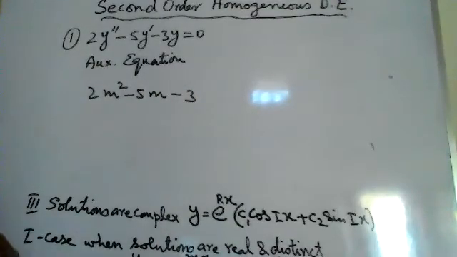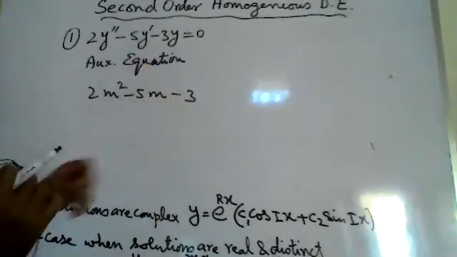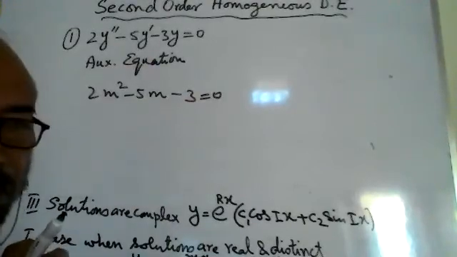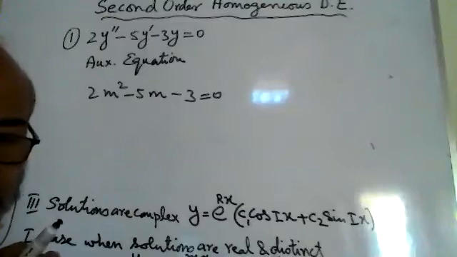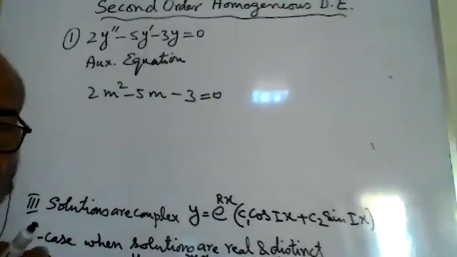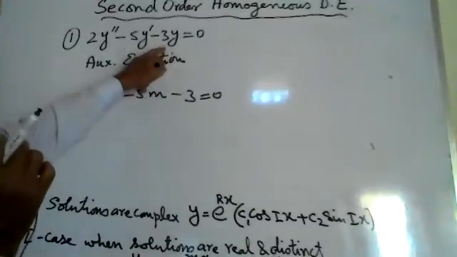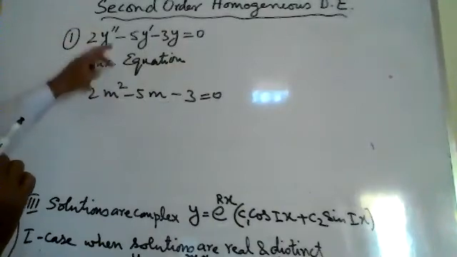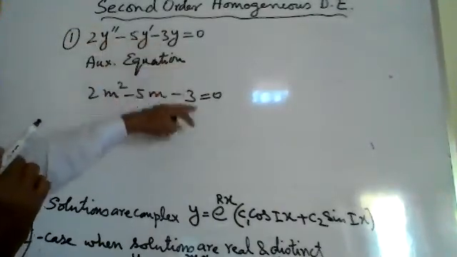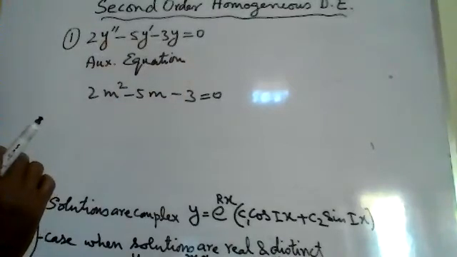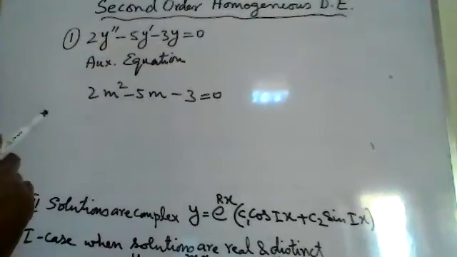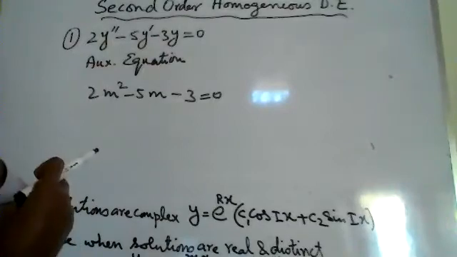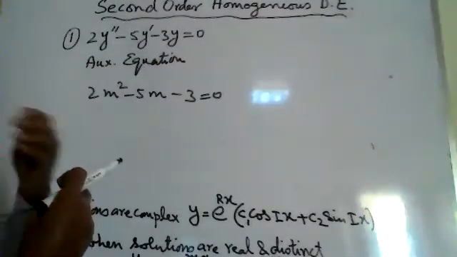M is the derivative. When there is no derivative, there is no m. I told you m is equal to dy, that means the derivative of y. There is no derivative of y, so there is no m. This is the second derivative, so m square. Minus the first derivative, m. Minus 3, no derivative, no m. Equal to 0. This is a quadratic equation in m. We will solve it by the factor method or by quadratic formula.